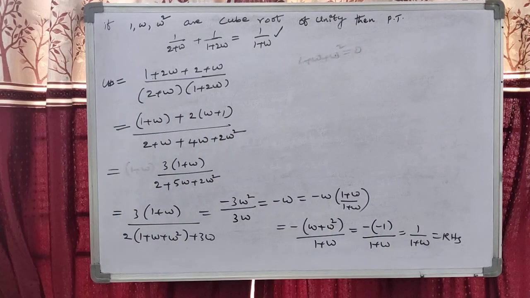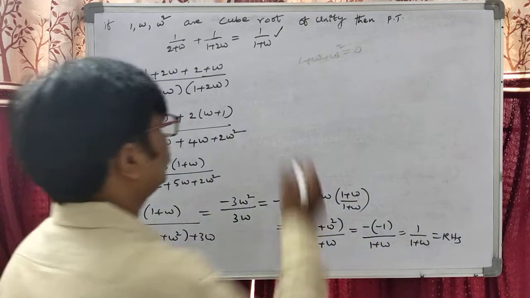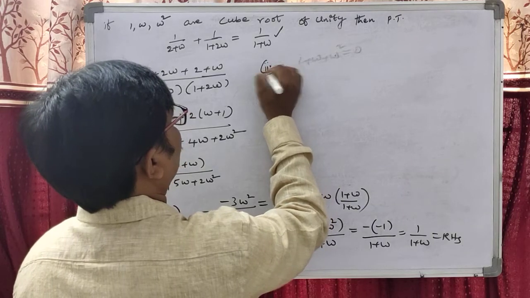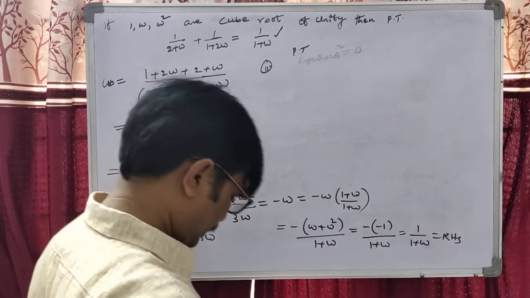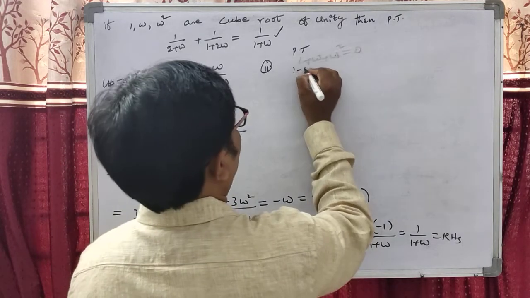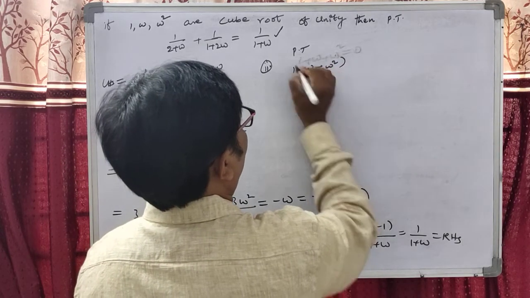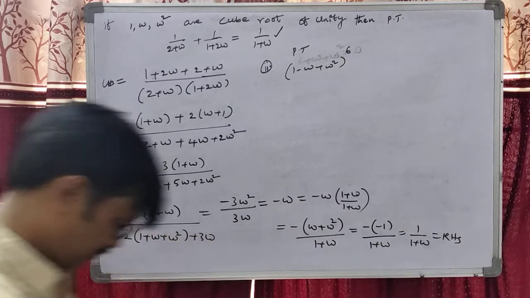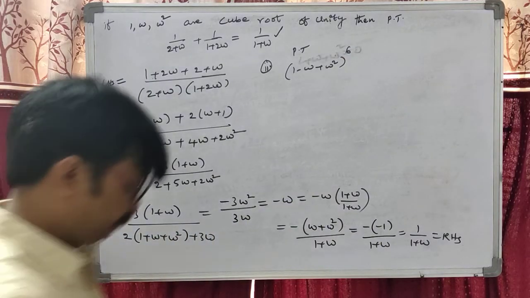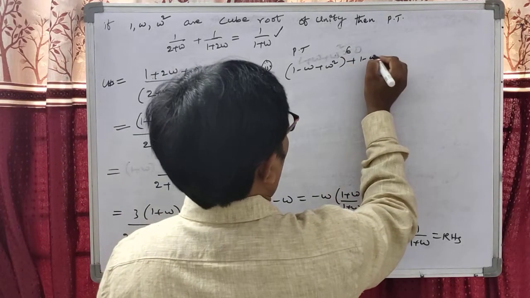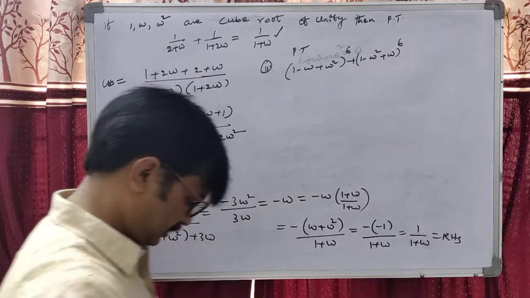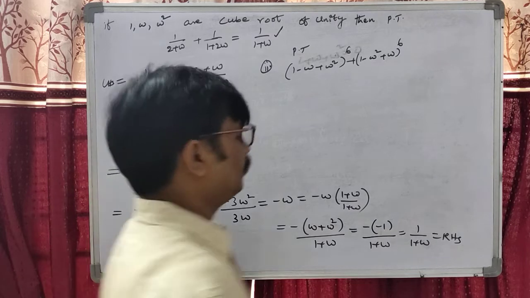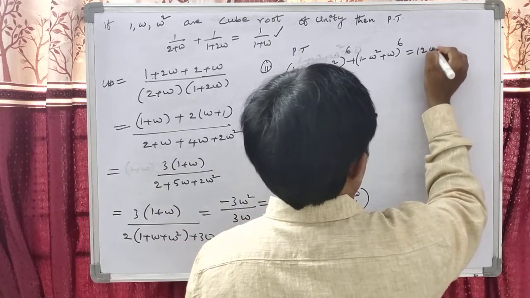Prove that. The second question, students: prove that (1 − ω + ω²)⁶ + (1 − ω² + ω)⁶ = 128.